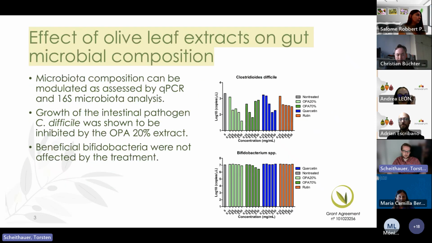So first slide, just about the gut microbiota composition. Here in this slide, we did first the qPCR, but we also sequenced already the gut microbiota, but I don't have the results here yet. And the advantage of this qPCR is you can basically quantify different groups of bacteria, different strains. For example, here we had primers for Clostridium difficile and for Bifidobacterium, and we looked at how this OPA20 or OPA70, which are these OLEAF extracts, affect these specific strains in the gut microbiota.